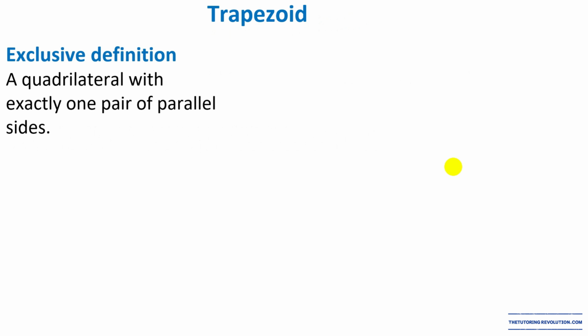A trapezoid has two definitions. The exclusive definition says that a trapezoid is a quadrilateral with exactly one pair of parallel sides. As we see in this image, this side and this side have one arrow each, which indicates that these two sides are parallel to each other. But these two other sides are not parallel. Okay? So according to this definition, this is a trapezoid, only one pair of parallel sides.